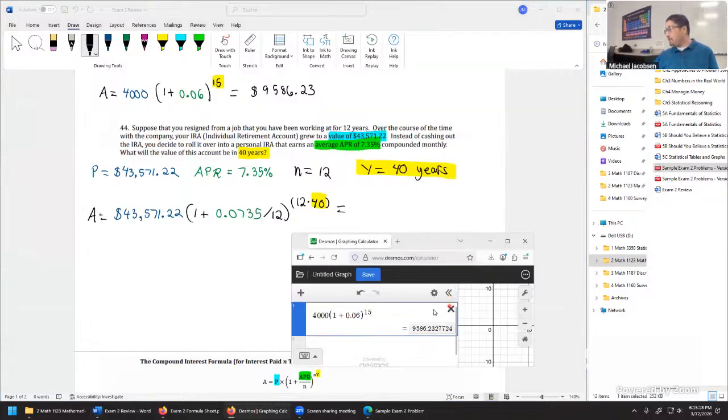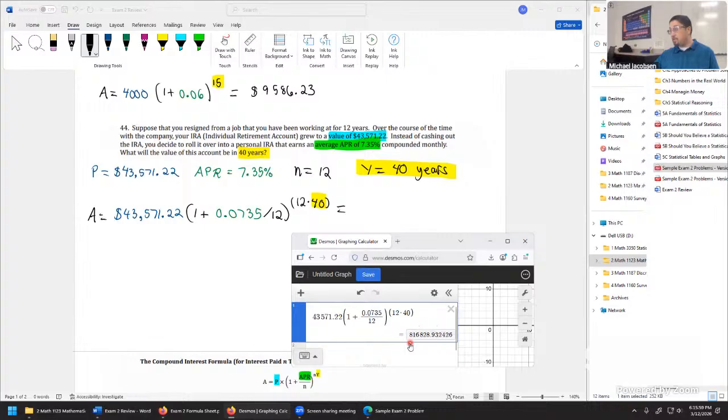In this calculator, here's what we're going to get. 43,571.22 times 1 plus 0.0735 over 12, raised to the power of 12 times 40 gives us close to $1 million. So it's a sizable chunk. But keep it in mind also, this is in 40 years, and inflation just keeps on going in 40 years. Close to $1 million might not be that much money in 40 years.